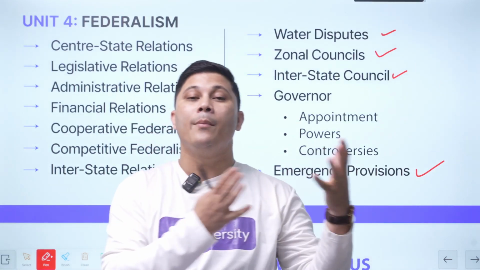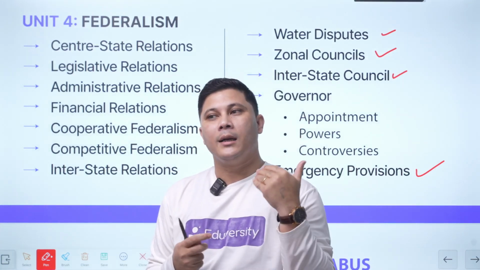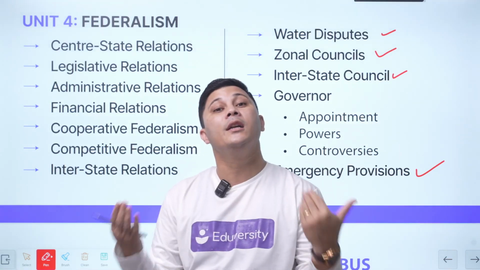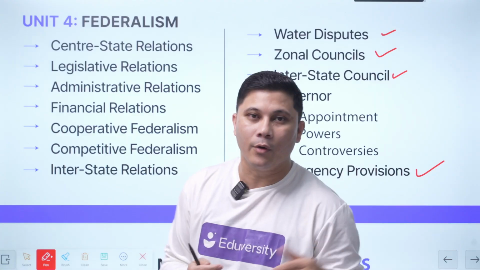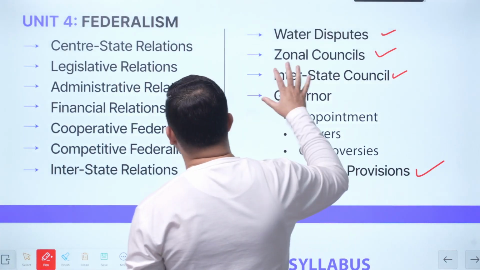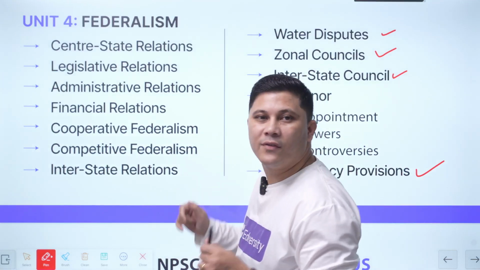Are you getting the point? President's rule under Article 356. You have to understand what conditions are required for imposing Article 356. So these are the important topics which you will need to cover in unit 4, that is federalism.